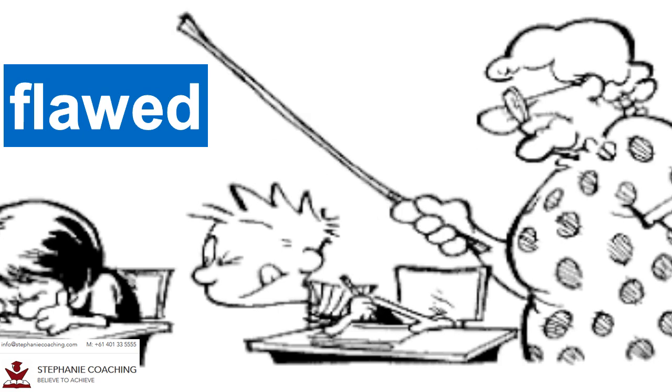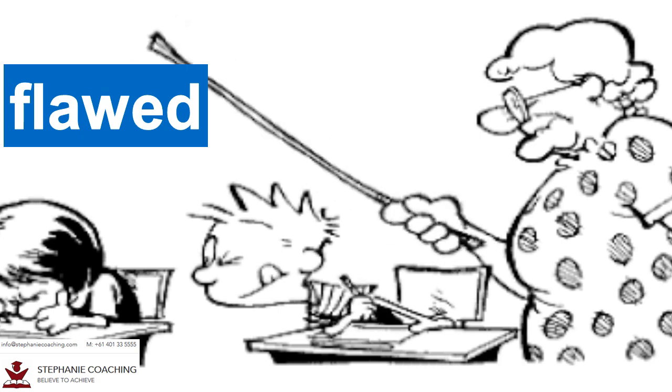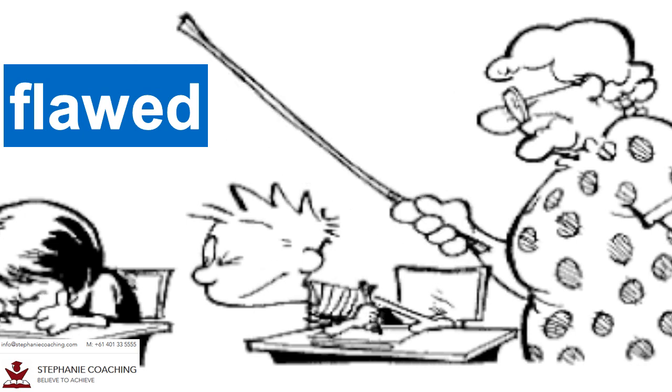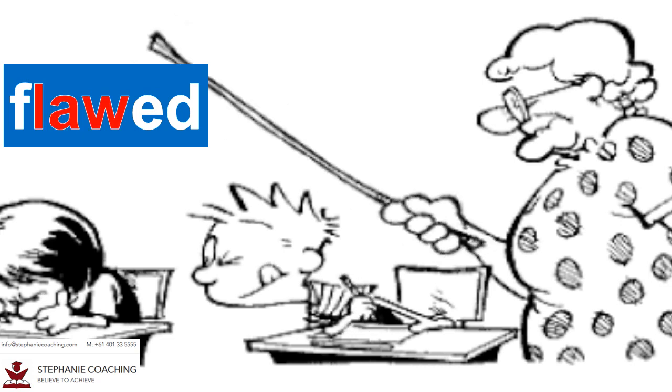Word number 8 is flawed. Another word for flawed is faulty, weak, or imperfect. For example, your plan to cheat in the law exam is flawed. Can you see the word law in the word flawed?